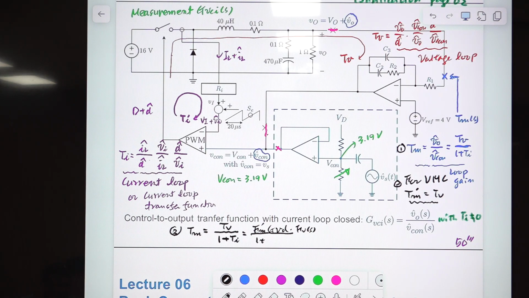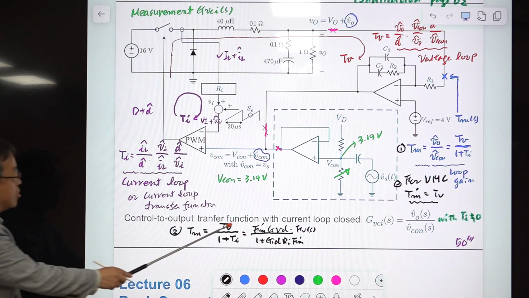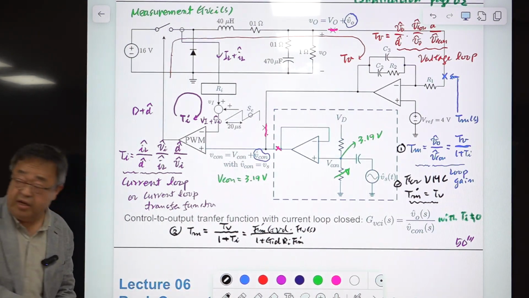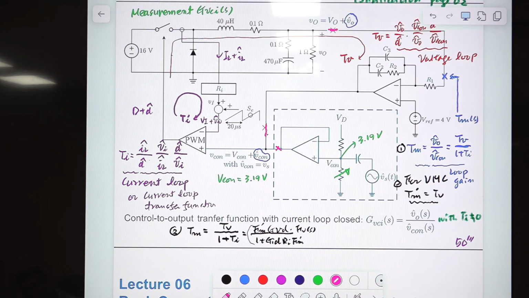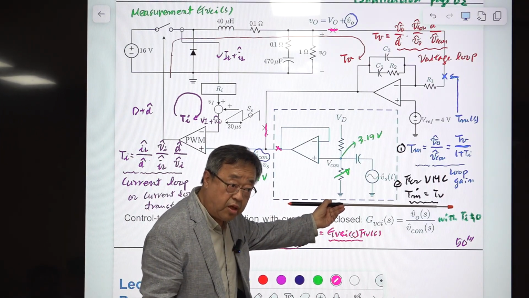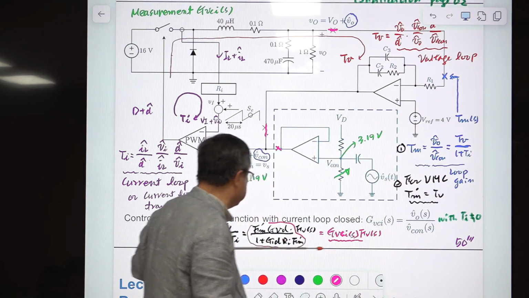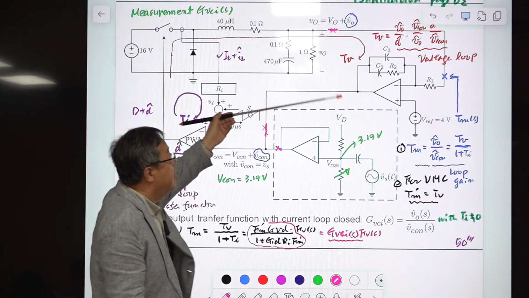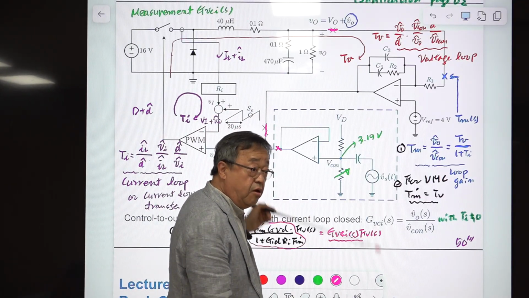And Ti is 1 plus Gid Ri Fm times. This was what? This is Gvci. So this part is Gvci, Fvs. This is a loop gain, right? Because this Gvc is the control to output transfer function with the current loop closed. So this is a loop gain. This is a loop gain for the voltage mode control case. This is a loop gain for the current mode control. This is the current loop. This is the voltage loop and the voltage loop gain for the voltage mode control.